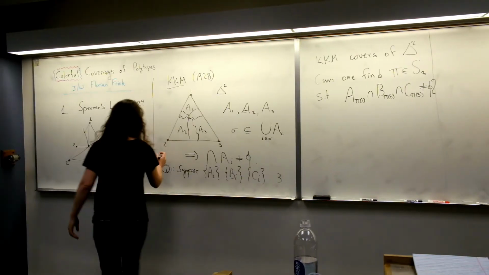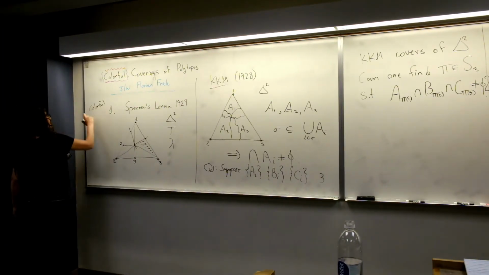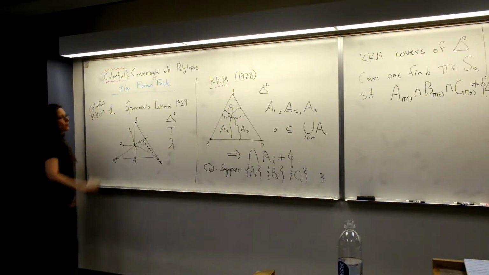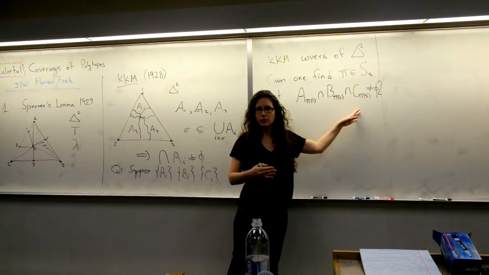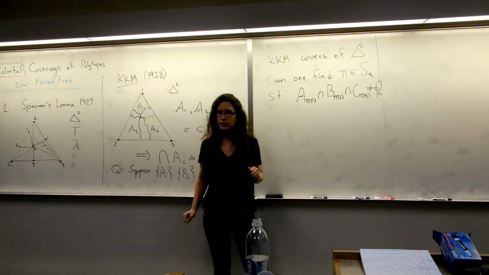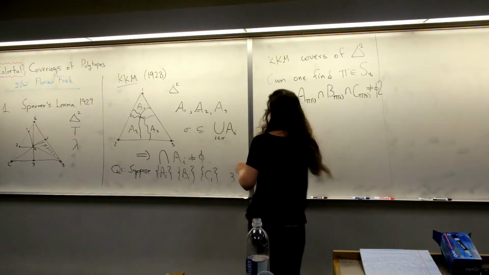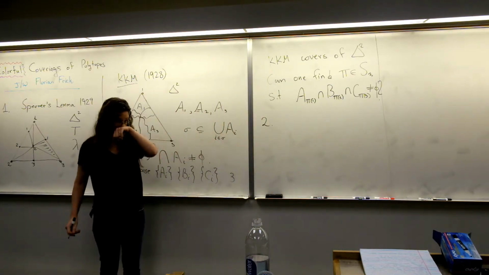So let us call this question colorful KKM. When we think about those A, B, and C as 3 different colors, okay? And we want to take one of each and find a non-empty intersection. Okay, this was problem number 1. Here is problem number 2.